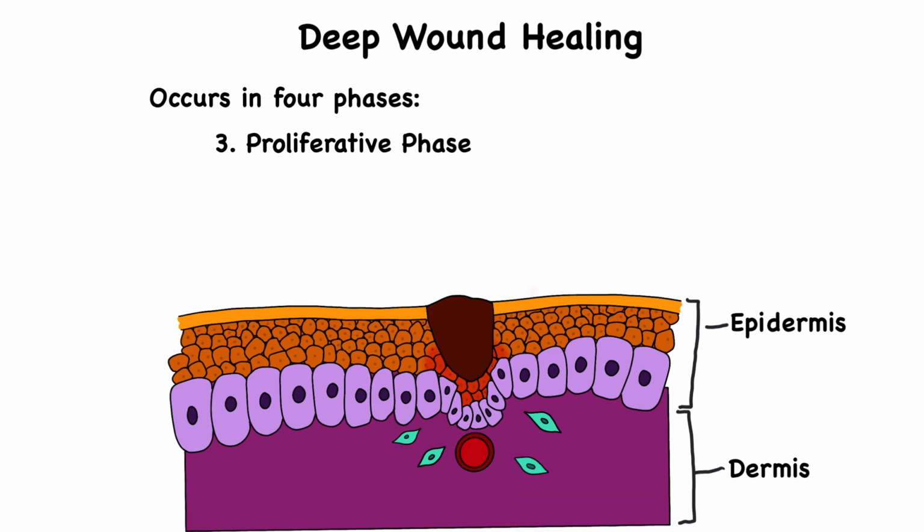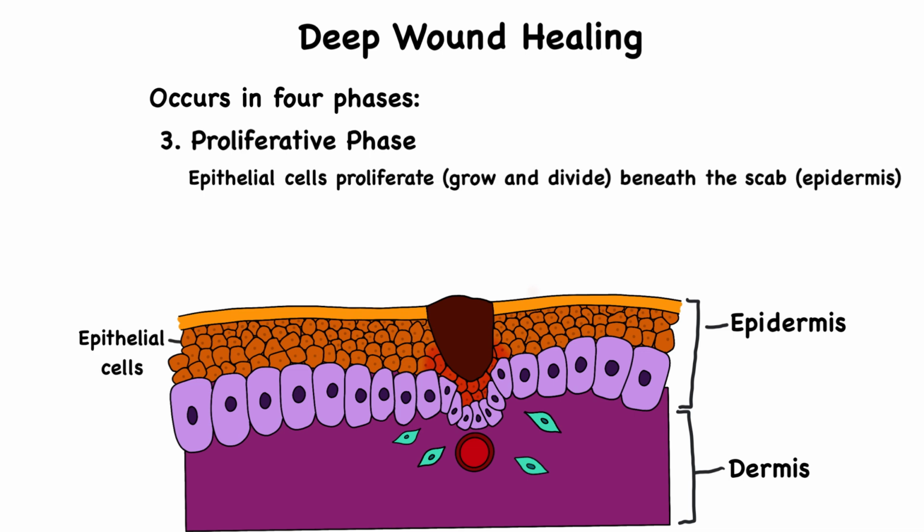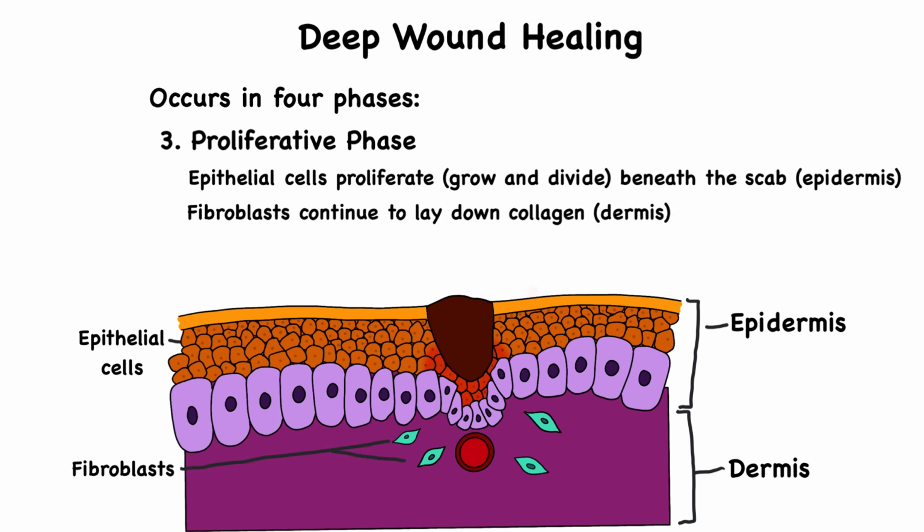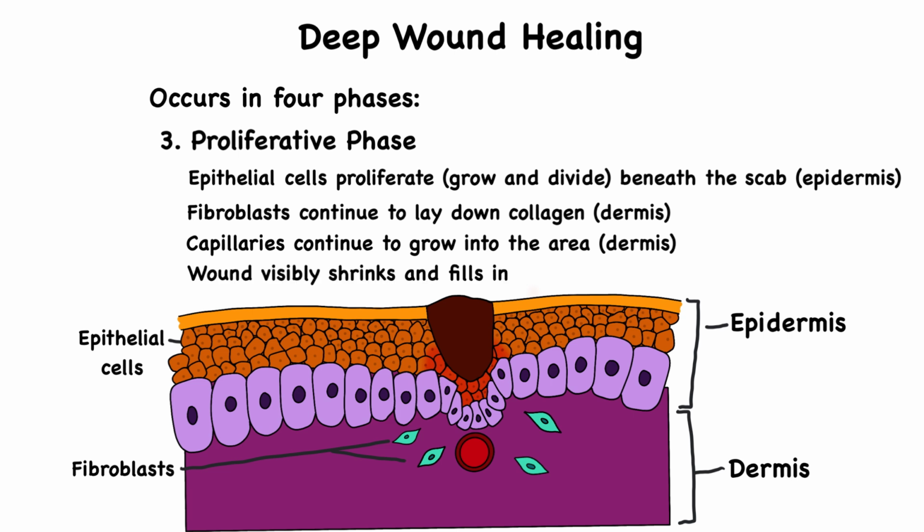And then we move into the proliferative phase, where the rebuilding process is going to ramp up. Epithelial cells are going to proliferate beneath the scab to cover the wound, while fibroblasts are going to continue laying down that collagen to strengthen the tissue. Capillaries continue to grow into the area to support the high metabolic demands of these healing and growing cells. This is when the wound begins to visibly shrink and fill in.